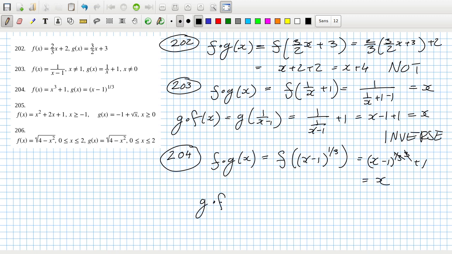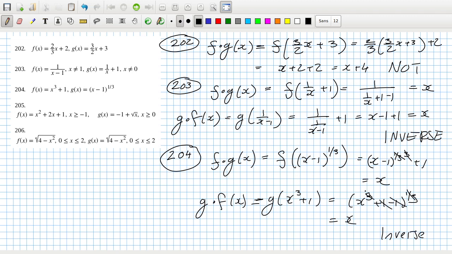And then g of f of x, that's equal to g of x cubed plus 1. And g of x cubed plus 1 is x cubed plus 1 minus 1, to the power of a third. And that's equal to x. So that is an inverse.